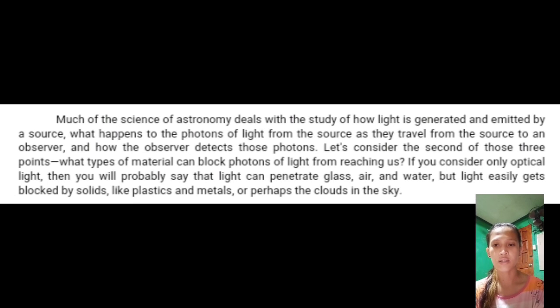So much of astronomy deals with the study of how light is generated and emitted by a source, what happens to the photons of light as they travel from the source to an observer, and how the observer detects these photons. So let's consider the second of those three points: what types of material can block photons of light from reaching us. If you consider only optical light, then you will probably say light can penetrate glass, air, and water, but light easily gets blocked by solids like plastics and metals, or perhaps the clouds in the sky.